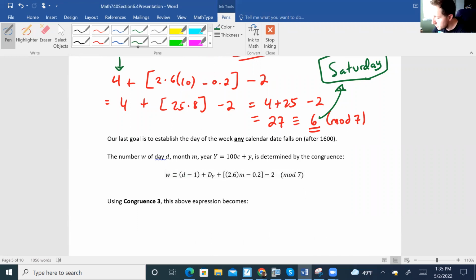If I want to determine the number W of day D, month M, and year capital Y, using the same expression from earlier, 100 times the century plus the years past the century, that's always going to be determined by the congruence D minus 1 plus D sub Y plus the greatest integer of 2.6M minus 0.2, minus 2. So let's break down the different pieces here. What do we have going on?